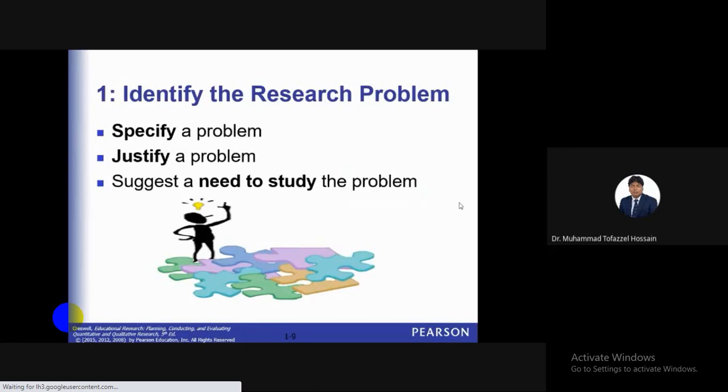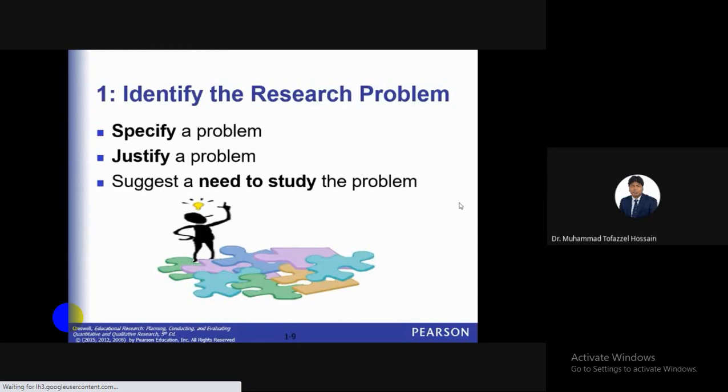Then the first one, how can you identify a research problem? For identifying a research problem, you have to specify a problem first. So what is the specific problem you are looking for? So if your topic is very broad, can it be specific? No. So you have to specify the problem, even if it is in a very big area. Then you have to justify the problem. Why is the problem a problem?